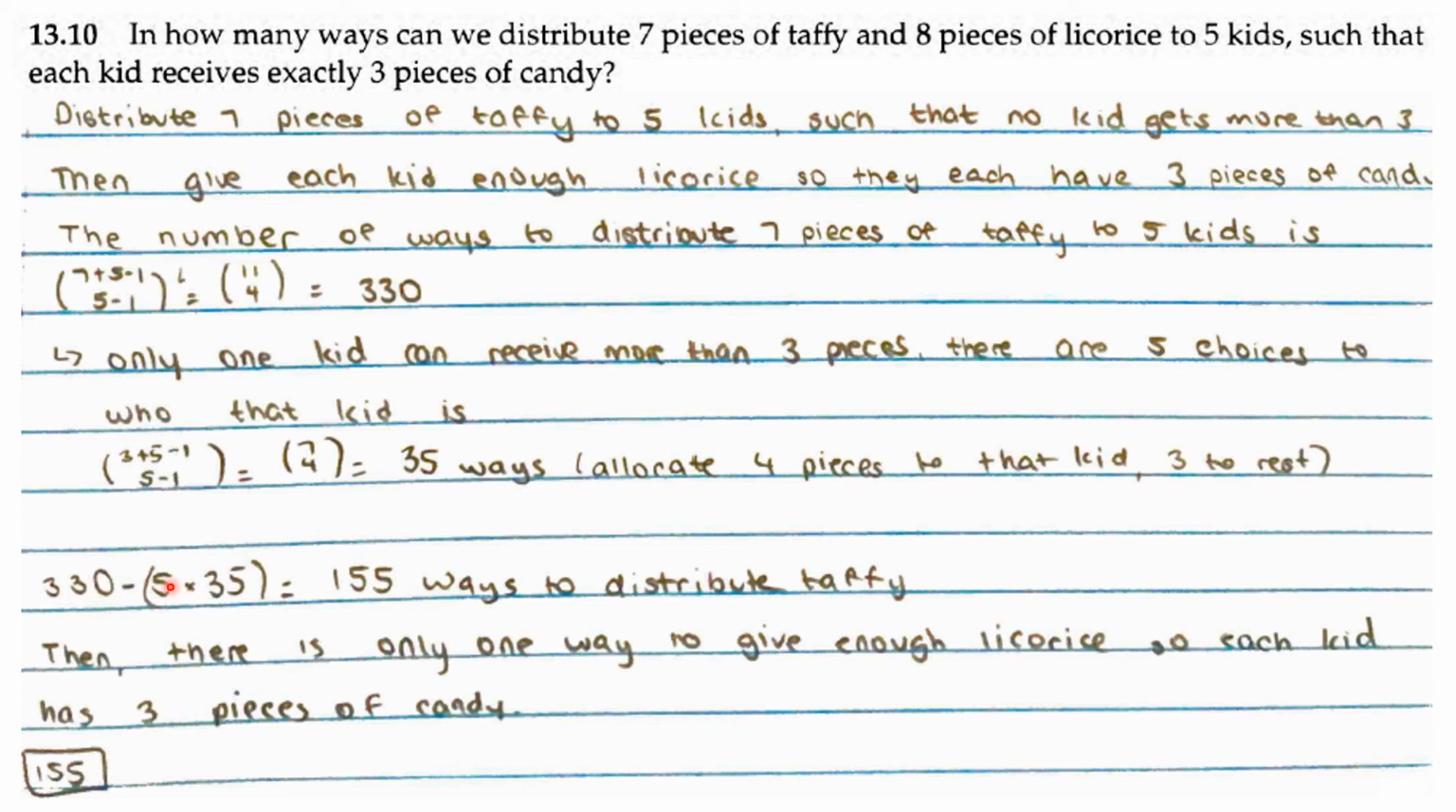So there's 330 minus 5 times 35, which is 155 ways to distribute the taffies, since they can't have more than 3 pieces. Then there's only one way to give enough licorice to each kid so that they have 3 pieces of candy. So there's 155 ways.